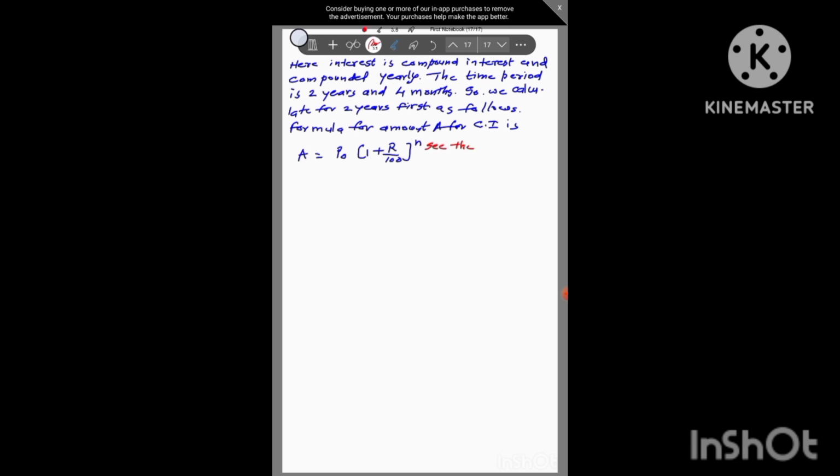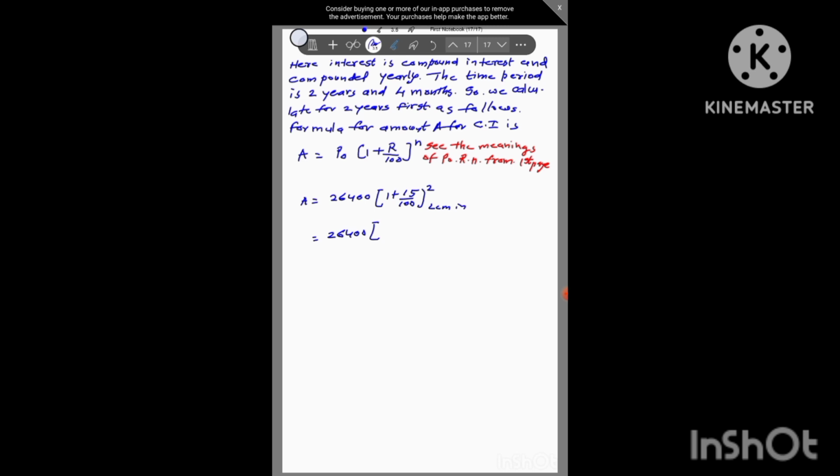So A is amount, P0 is principal, in this case 26400, R is rate of interest, and N is number of years. For meanings of this, refer the first slide or first video. So all meanings are clear there, and now we substitute all these values. A equal to 26400. The moment you know the meanings of all this and how to use this formula, then problem is very easy. See, it is 1 plus 15 upon 100 square, that is 2 is for 2 years.